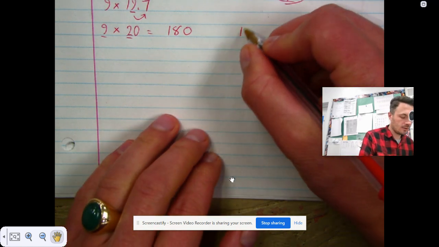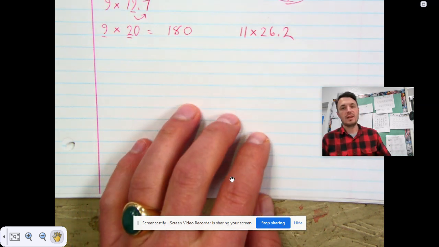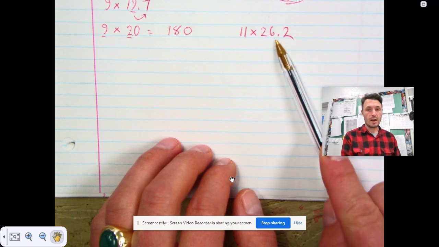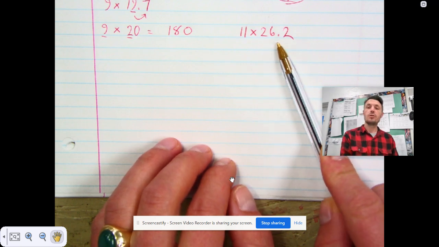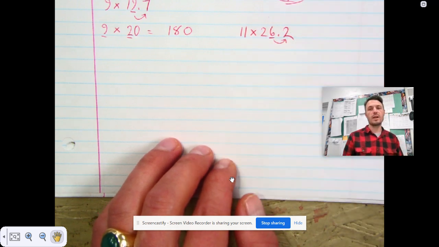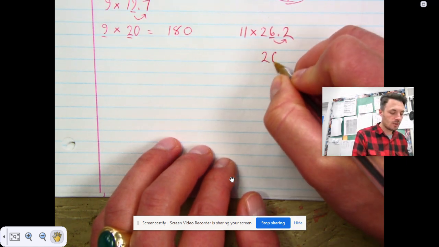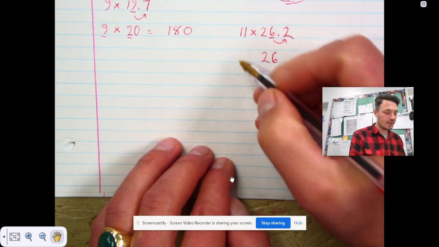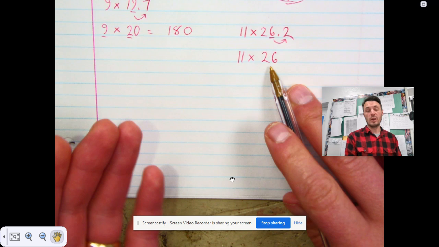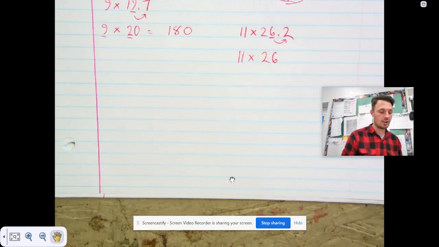Let's do 11 times 26 and 2/10. So again, in every single one of these, you're following the same steps. The first step is round the decimal number to the nearest whole number or to the ones place. The 6 asks the 2 for a raise. The 2 says nope. So 26 and 2/10 rounds to 26. That's the first step. Second step is multiply the whole number times your new whole number, because you've rounded your decimal number into a whole number. So you just multiply the two whole numbers together.